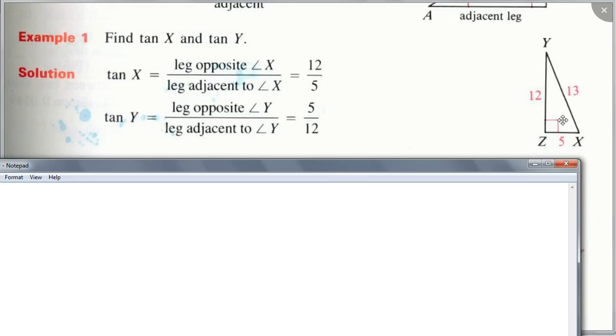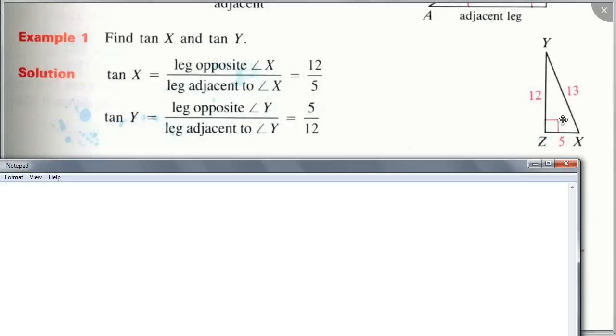Does it only work for right triangles? Yes, these ratios are only for right triangles. So you can't just give me any triangle and say, like, the adjacent. You have to have a hypotenuse, and not every triangle has a hypotenuse. Okay, any other question?